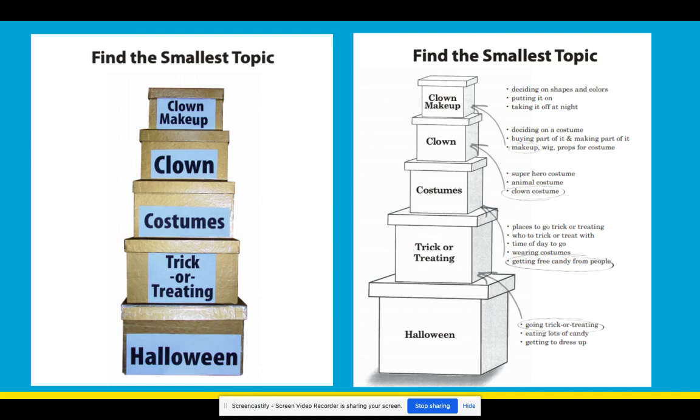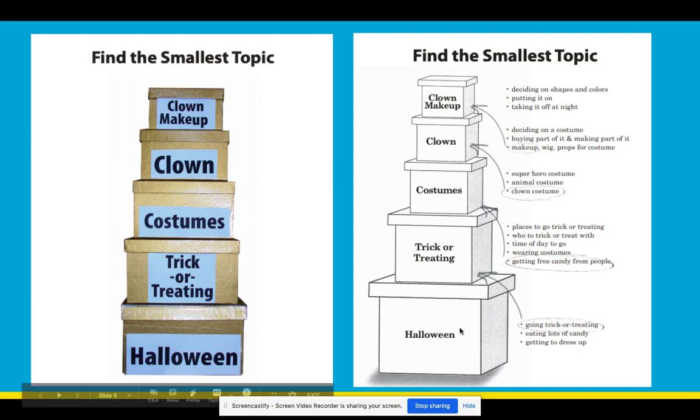And then finally, well, what do you want to talk about with the clown costume? Is it deciding which one, buying the certain parts and makeup, or the wig? And they chose to talk about the clown makeup. And so here now they're saying, well, what did I do with the clown makeup? Well, I had to put it on, and then you have to take it off at night. And so maybe they could describe that a little bit more, how to do clown makeup.